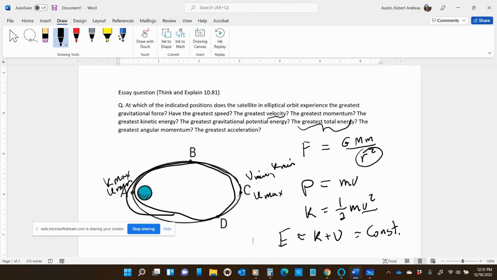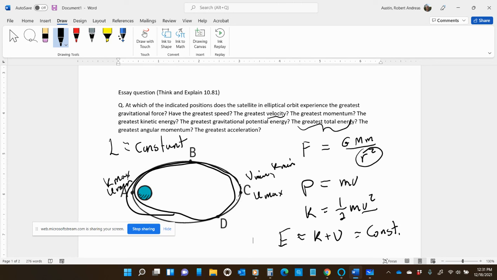Then the angular momentum is constant. Angular momentum is usually represented by L. That's constant because there's no torque exerted by gravity. So angular momentum is the same everywhere.